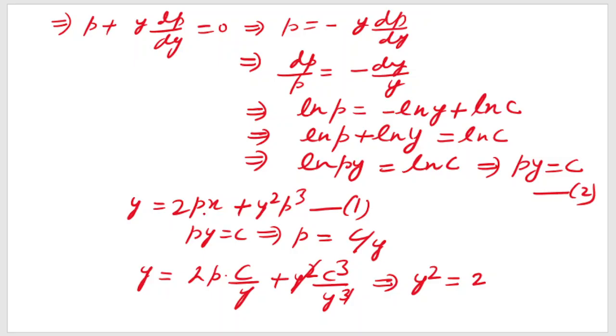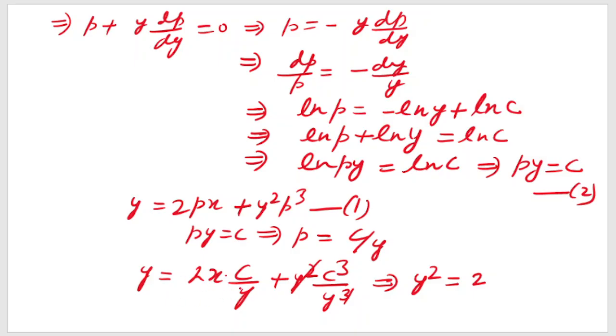I think I made a mistake here. Here I have replaced p, so it is not x, because I have to write 2x, and for p I have written c by y, right? So what I will get is I have to multiply by y, so I will get 2cx. Just a minute. The equation is y is equal to 2px plus y square p cube. So here I have written 2x, and for p I have written c by y.